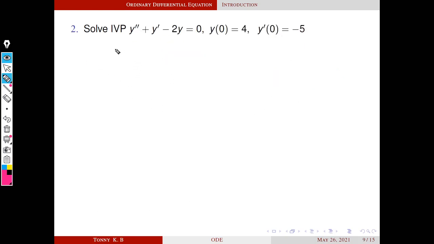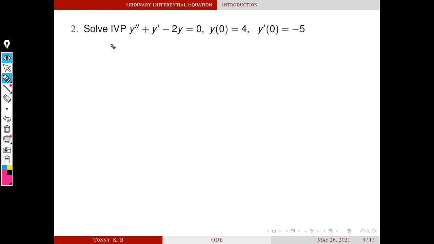Second problem, solve the initial value problem y double dash plus y dash minus 2y equal to 0 with the two initial conditions y of 0 equal to 4 and y dash of 0 equal to minus 5. Here y dash of 0 means the derivative of y at x equal to 0. This is the value of the solution y at 0 equal to 4. Using these initial conditions, we can find the arbitrary constants c1 and c2.